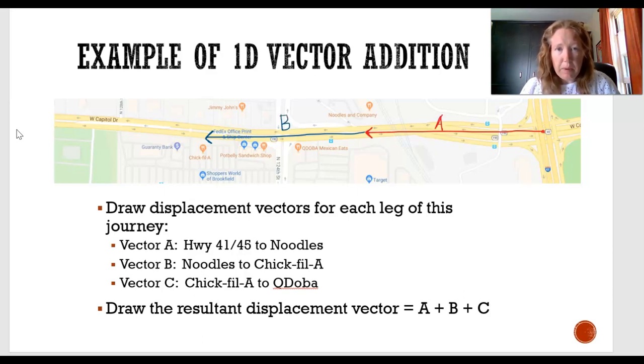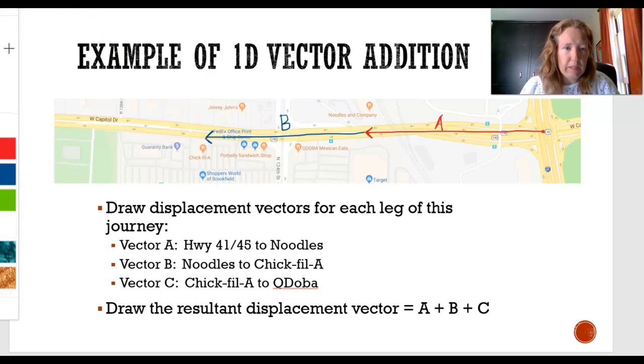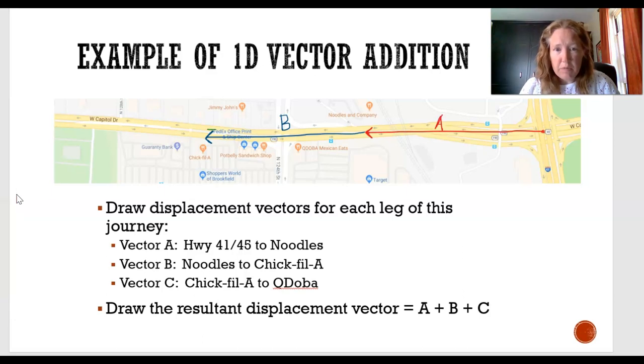And then I'm going to backtrack. Let's draw a third color. So we'll make this one green. And I'm going to draw it, end up right on top, but from Chick-fil-A to Qdoba, which is right here, okay? It's kind of messy, but that's vector C. So I did those, done, done, done.